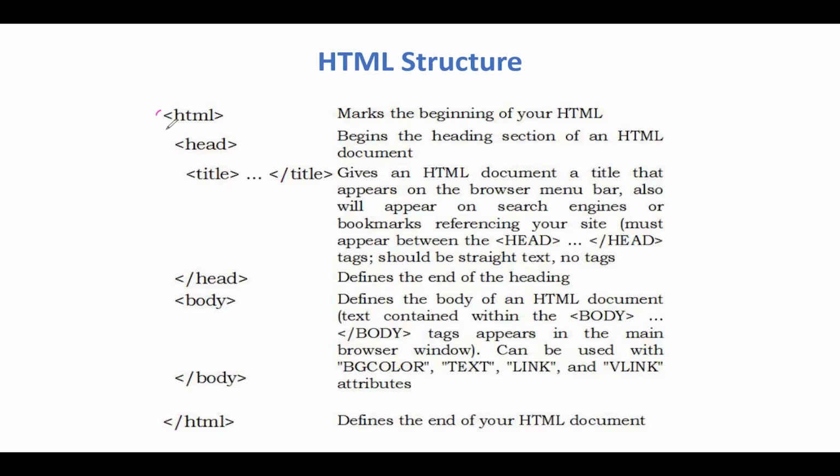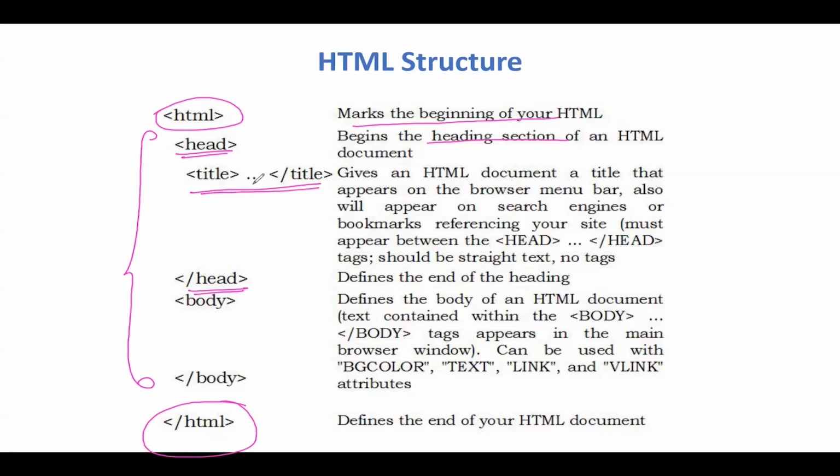The structure is always that we will start with the HTML and end with the HTML. In between that, we can have n number of tags, whichever tag we would like to have in our web page. The head tag is usually used in order to have a heading. As you can see here, this marks the beginning of your HTML, which is nothing but your HTML tag. Head begins the heading section of an HTML document. Now title. Title is starting and ending here. It gives an HTML document a title that appears on the web browser menu bar. All right, in the menu bar, it is going to show you.